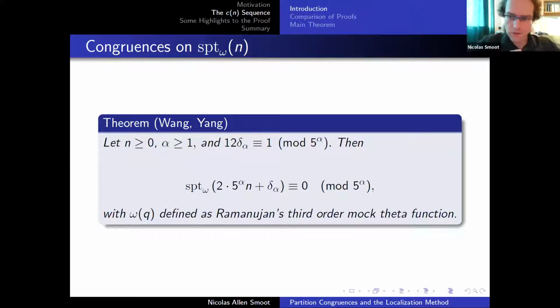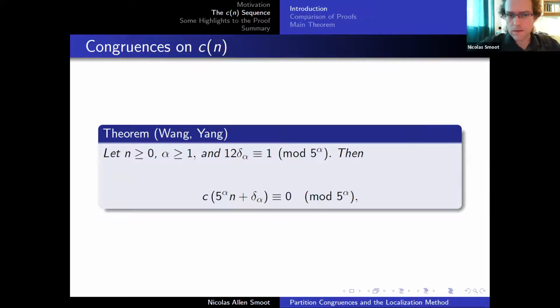And you can look at just the total number of such partitions and you can develop an SPT function, a smallest parts counting function. And when you do this, you find that there's this neat congruence family for powers of 5. And that's implied by this theorem here for this c(n) function.